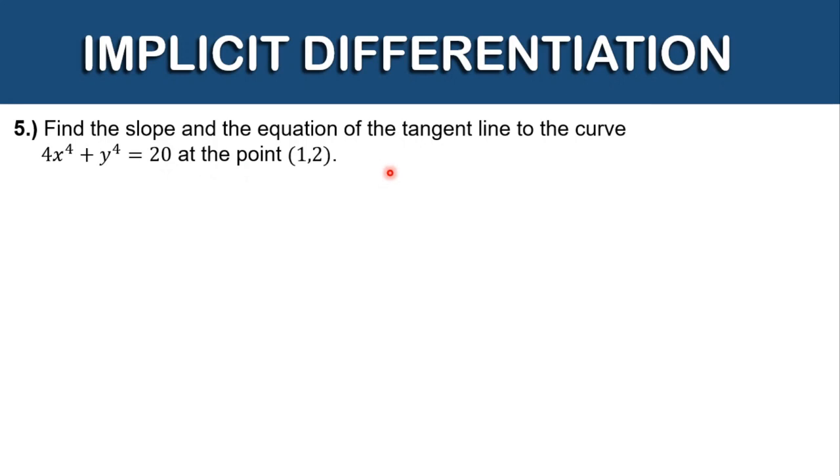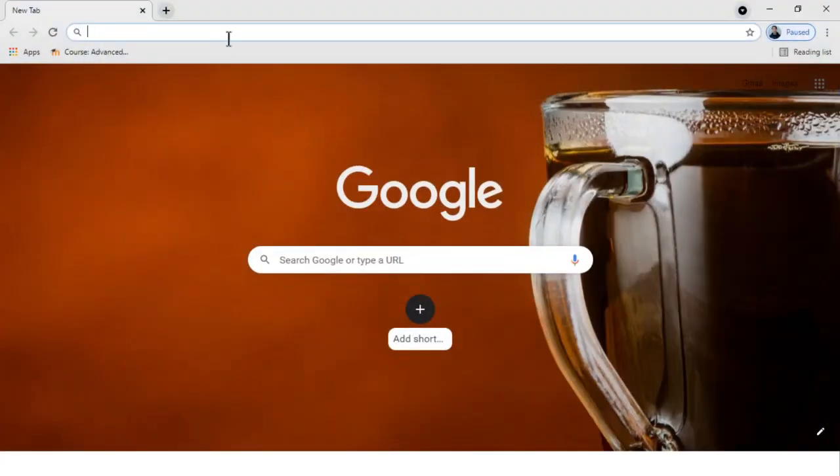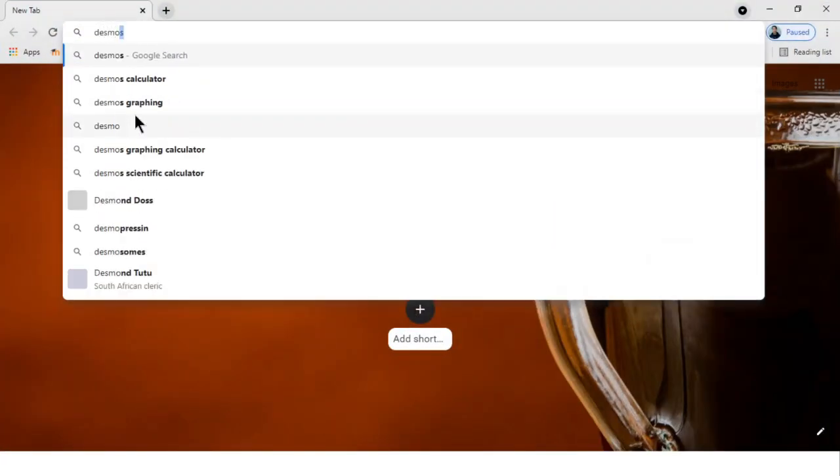So the best thing that we can do here is to visualize, or we can graph first our equation. So punta tayo sa graphing tool. So pwede tayong gumamit ng Desmos. Ayan. Punta lang tayo sa browser natin. We put desmos.com.